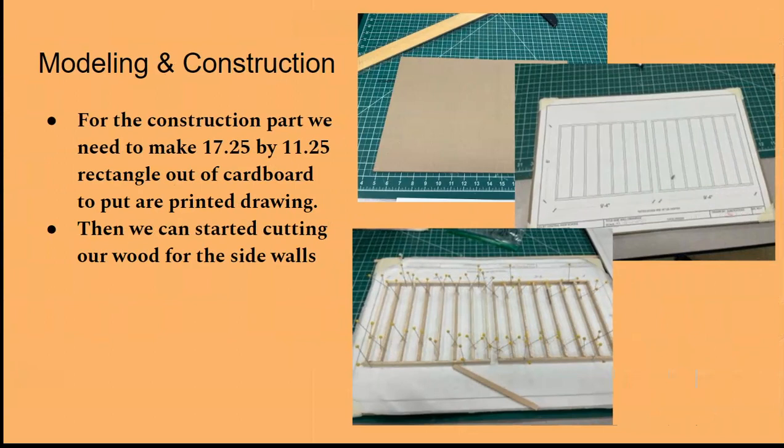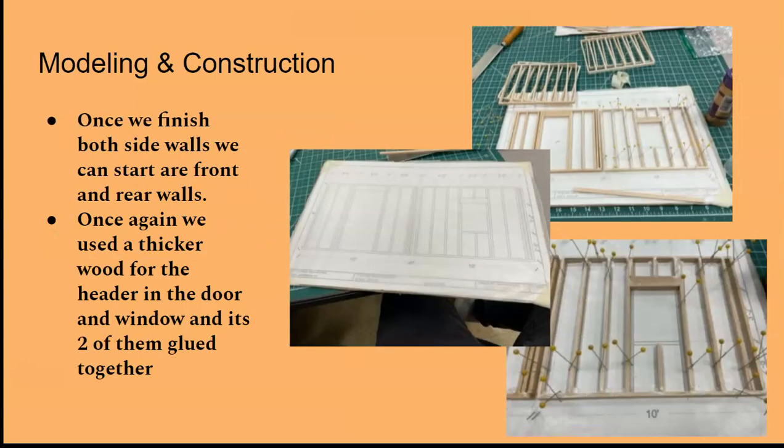For the construction part, we need to make a 17.25 by 11.25 rectangle out of cardboard to put our printed drawings on. Then we can start cutting our wood for the side walls. Once we finish both side walls, we can start on the front and rear ones. Once again, we use thicker wood for the header at the door and window, and there are 2 of them glued together.